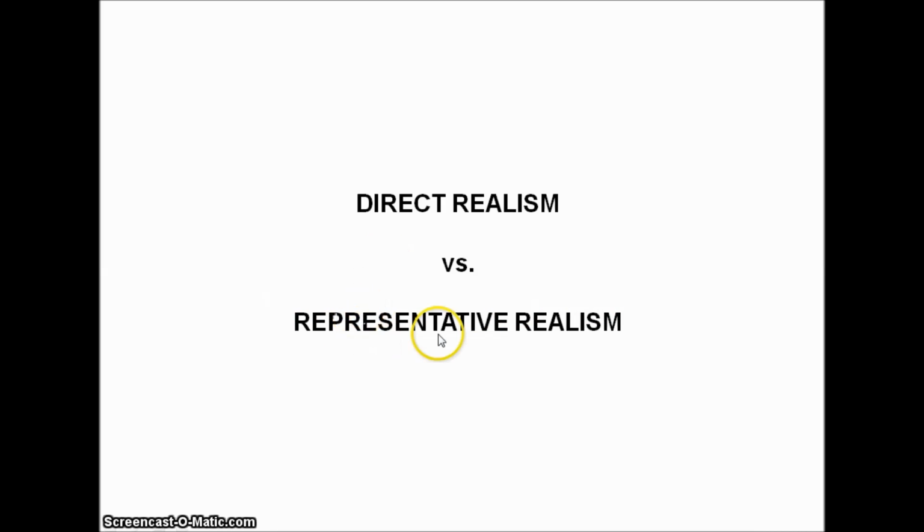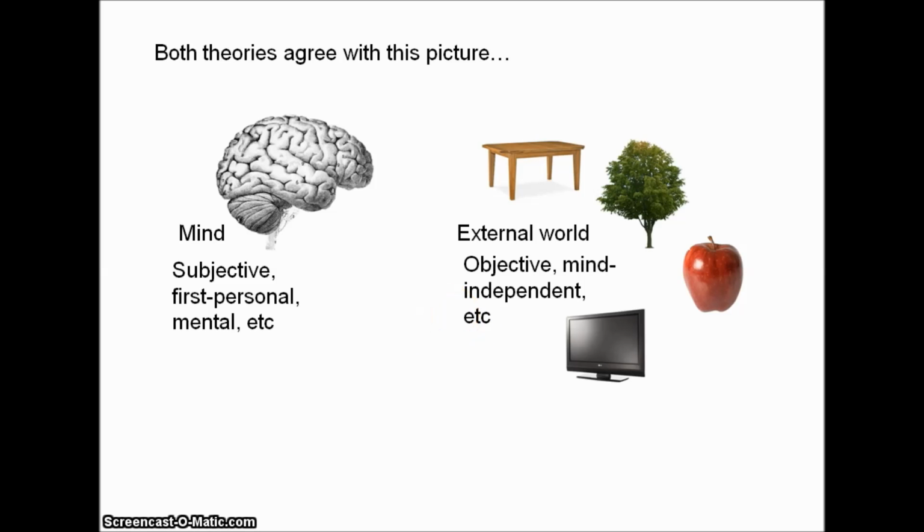Now, as the names imply, these two theories are both forms of realism, and that means they're in agreement about a number of points. So, according to both theories, we have our mind. This is the subjective, the mental, the first personal, and then there is the external world outside of us, which is objective, independent of our minds.